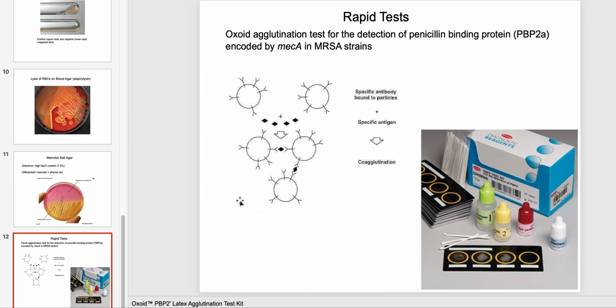And the last thing I'll mention here is the rapid testing. In this particular case, it's just a slide agglutination type test, looking for a specific penicillin binding protein in the bacterial cell envelope. And so this PBP2A is encoded by the mecA gene, and this particular penicillin binding protein is present in MRSA strains, or methicillin-resistant Staph aureus strains.